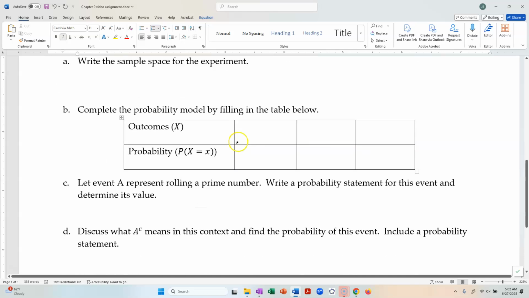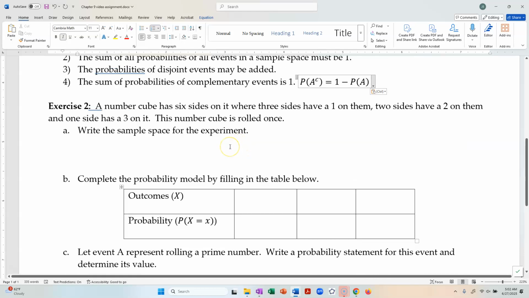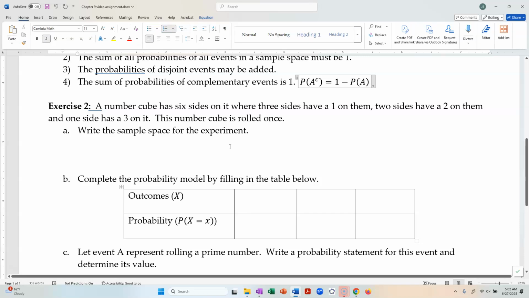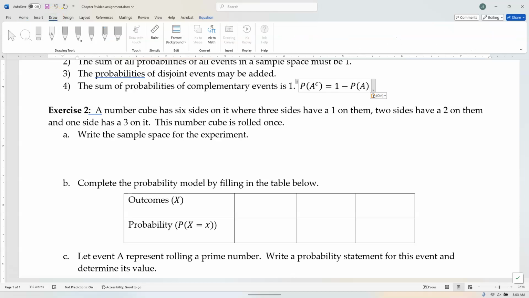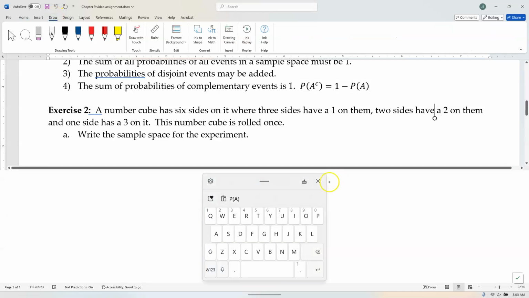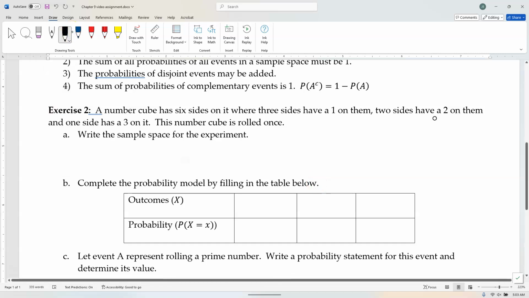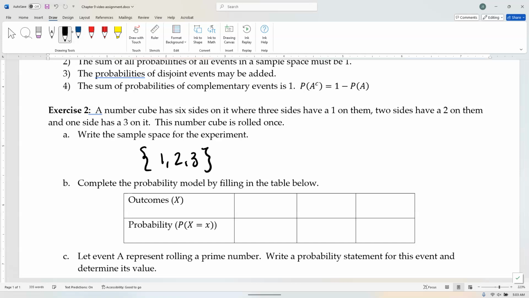All right, on to exercise 2, which is our last one, and it's a bit of a beast. So it has a number cube, 6 sides on it. There's 3 sides out of a 1, 2 sides out of a 2, and 1 side is a 3. And this number cube is rolled once. So the sample space is the possible outcomes, right? And so what could we get when we roll this cube? Okay, a 1, a 2, or a 3. That's all that the cube would have on it. Okay, and a sample space, we always have to enclose it in braces, and if you want to write S is equal to, that would be even better.